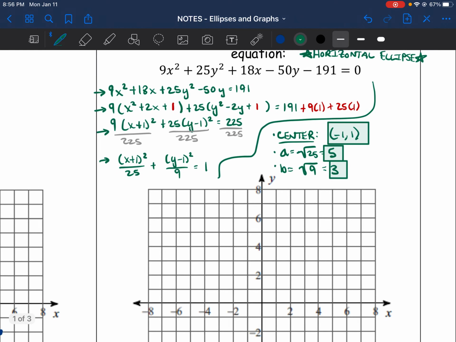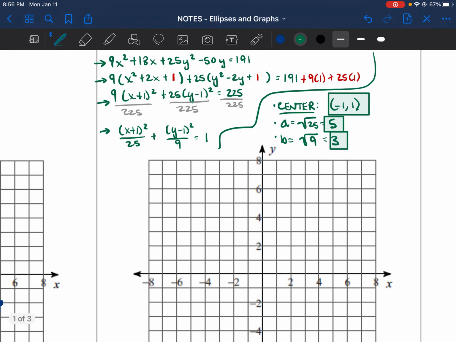Okay, so using the same strategy, let's start by plotting the center, -1, +1. We know that a represents the major axis. Now here, this is going to be a horizontal ellipse. And the way I know this is a horizontal ellipse is because the larger denominator is underneath x. So horizontal ellipse, meaning that we're going to go 5 away from the center each direction horizontally.